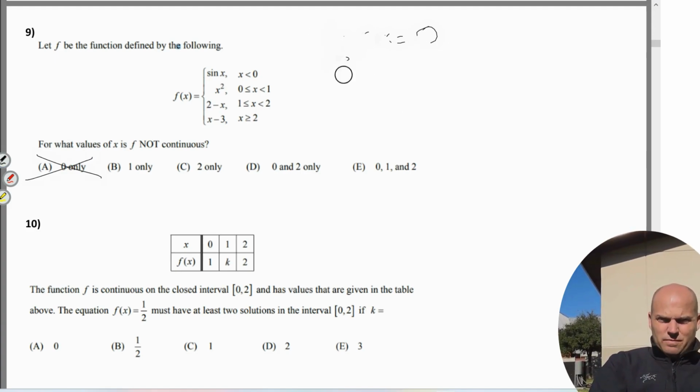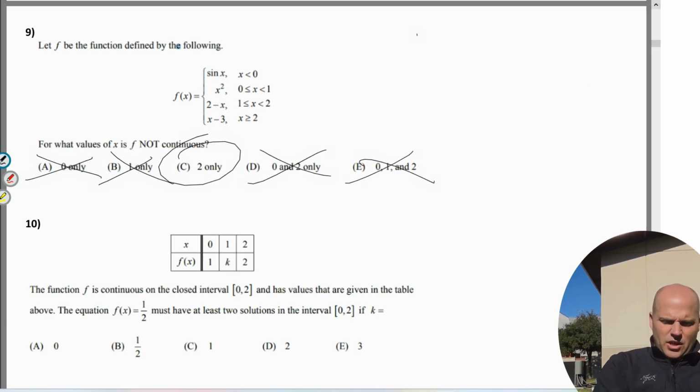Now let's try 1. I get 1 and 1. So 1 is continuous because the two pieces meet up. If I plug in 2, 0, -1. All right, 2, we are not continuous. So it's just got to be C. I already checked 0.